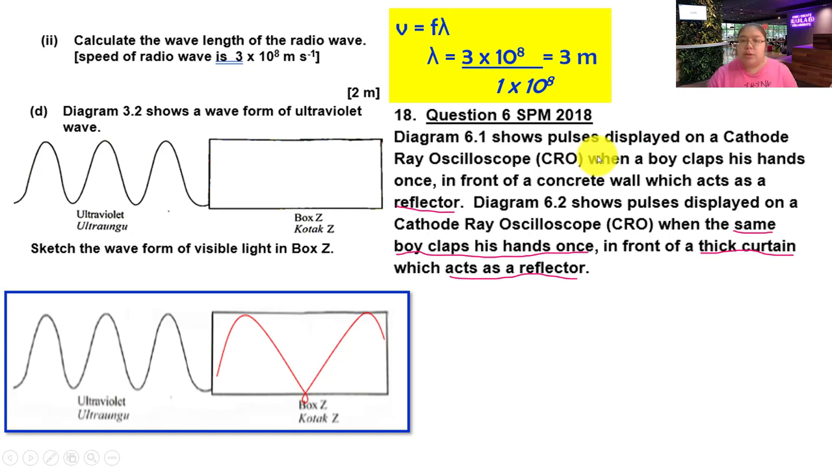In check 6.1, they show about the pulses displayed by the cathode ray oscilloscope when the boy claps his hand in front of the concrete wall, which acts as a reflector. 6.2 is also the same. They have a CRO when the same boy also claps his hand, but this one is in front of the thick curtain. So what's the difference? One is a concrete wall, one is a curtain. The concrete wall is a hard surface, so it easily reflects the sound back. The curtain is a soft one, so maybe it will absorb some of the sound. So when reflected, it will decrease the amplitude.